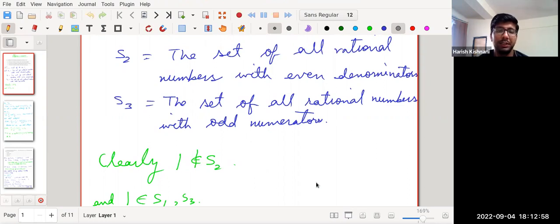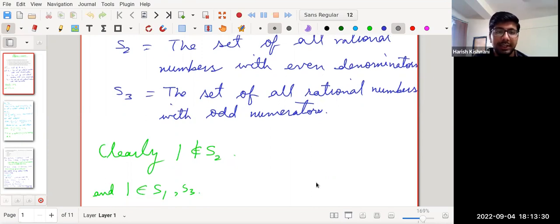Why? Because you cannot write one in the form p by q, where q is an even number. We of course want p and q to be co-prime. So one cannot be written in that manner. That's why the identity is not inside S2. So S2 definitely is not a candidate for our unital subring of Q.